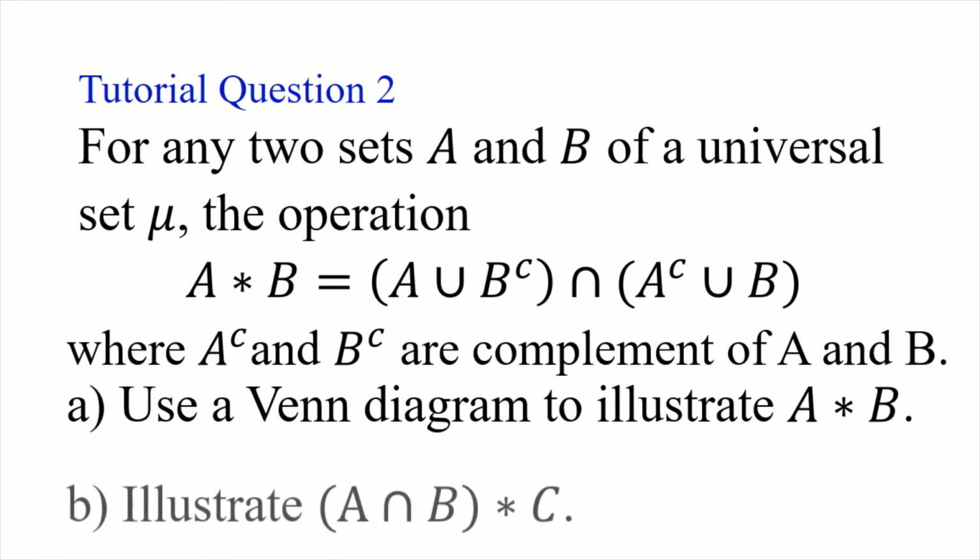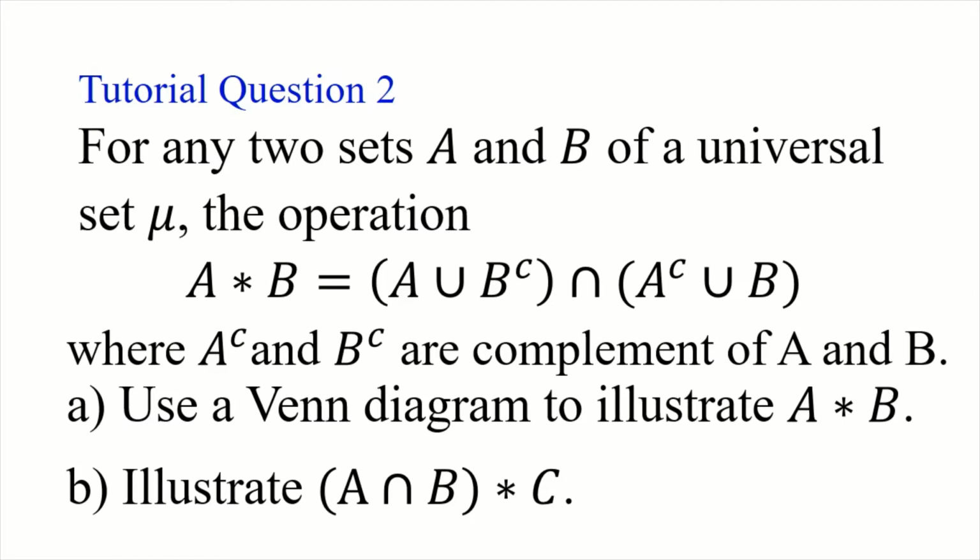The second question is that if there is a third set C, which is also a non-empty set and also belongs to the universal set mu, we are to use a Venn diagram to shade the portion for (A intersection B) star C. That is exactly what we are asked to do. You see that this question has to do with complement, and that is why we emphasize the universal set, compared to tutorial question 1 on Venn diagram, which has nothing to do with the complement.